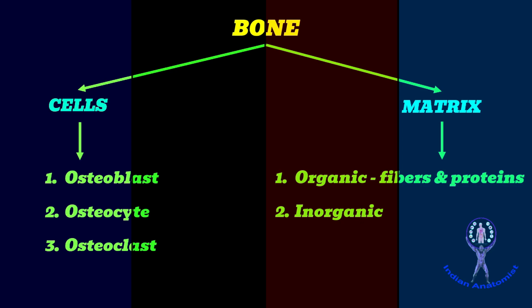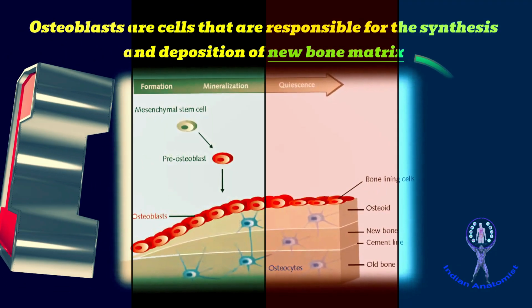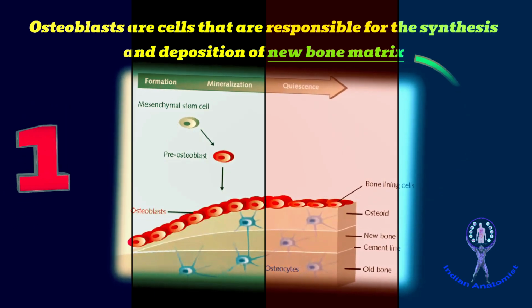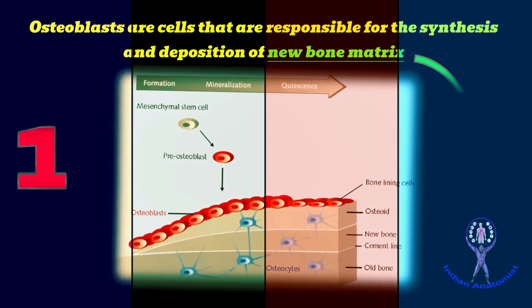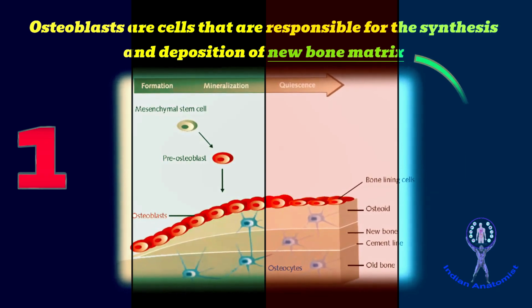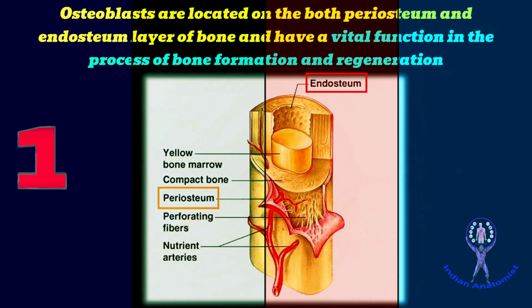Now coming to the cellular components of bone. Number 1 is osteoblast. These are the cells that are responsible for the synthesis and deposition of new bone matrix. Osteoblasts are located on both the periosteum and endosteum layers of the bone, and they have a vital function in the process of bone formation and regeneration.